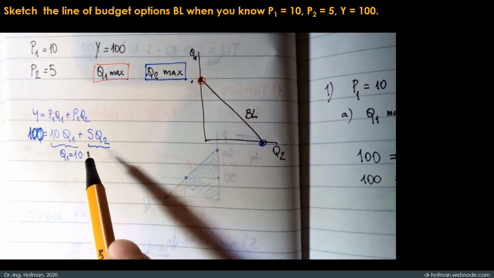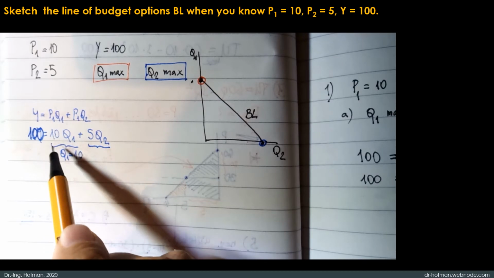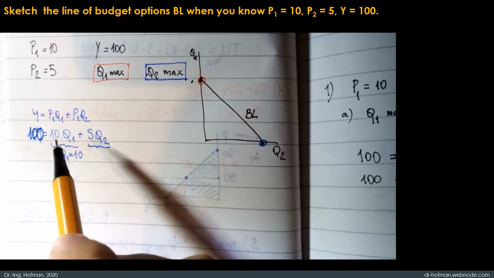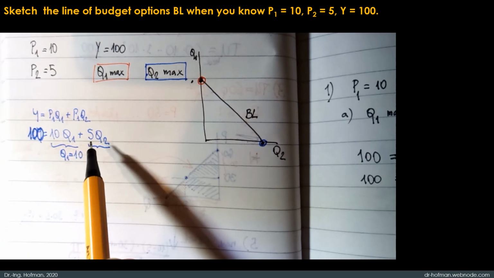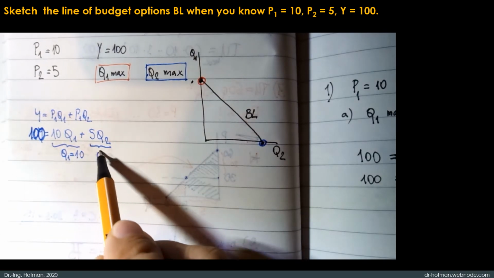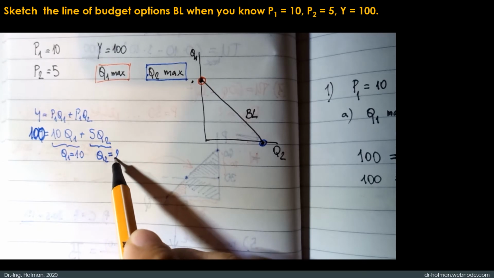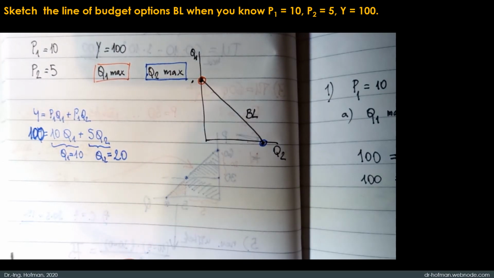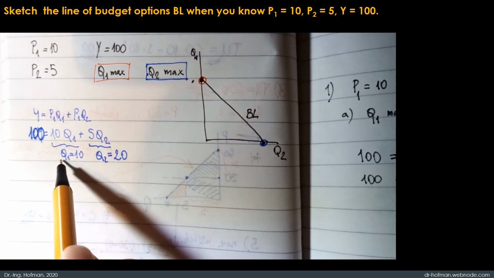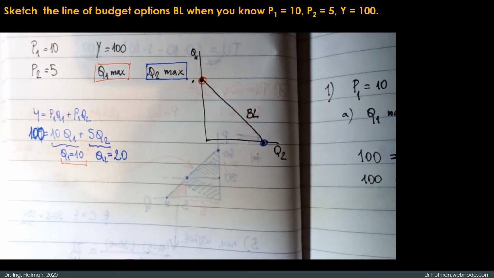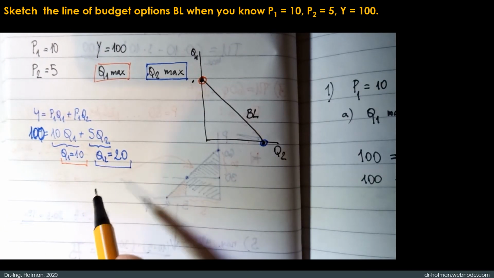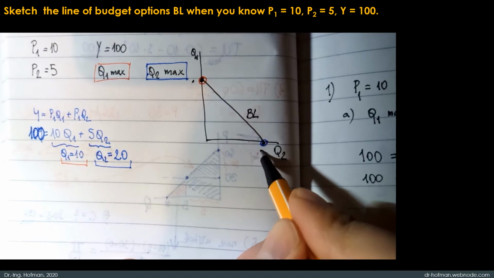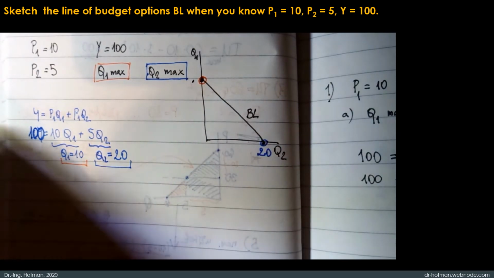Or if we do not buy any quantity of product 1, what is the maximum quantity of product 2 if you have 100 euros in your pocket? So for quantity 1 0, it is quantity 2 maximum 20. We draw points 10 and 20 in the graph. We respect the blue color for product quantity 2, the red color for product quantity 1.